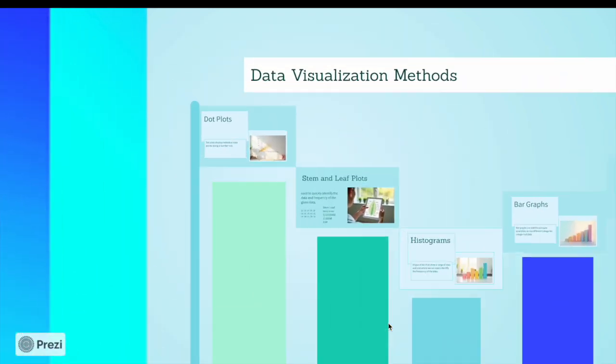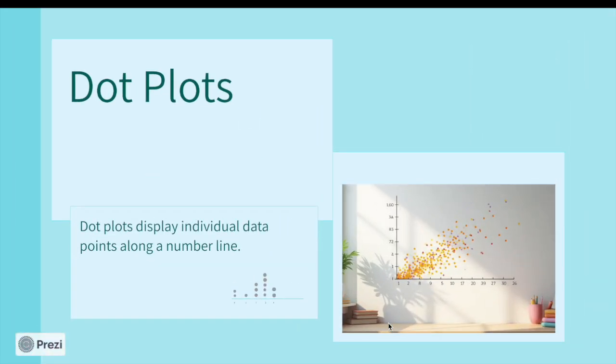How to visualize data. First, we'll take a look at dot plots. Dot plots display individual data points along a number line, making it easy to see frequency, or how often something occurs. For example, let's ask the class, how many siblings does each student have?